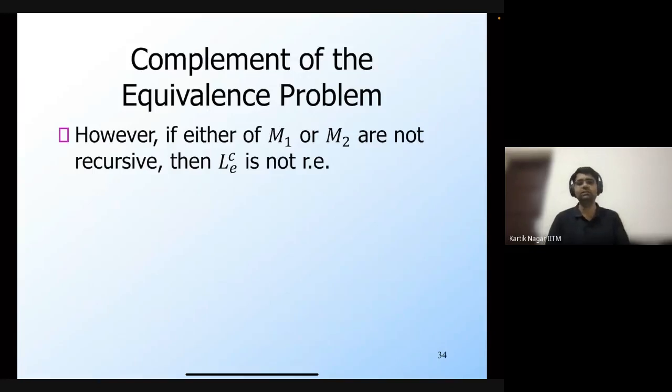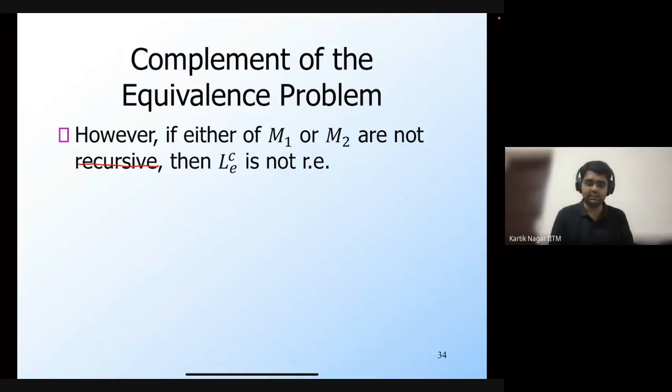However, if you remove this restriction, that we assume that both M1 and M2 are total, but I should probably say here total instead of recursive, since languages are recursive. Turing machines are either total or algorithms. So if either of M1 and M2 are not total, then basically this complement of the equivalence problem is not recursively enumerable as well. So if you remove this restriction that both of them are total, then this particular language will not be recursively enumerable.